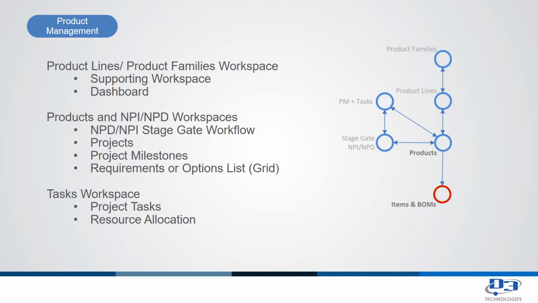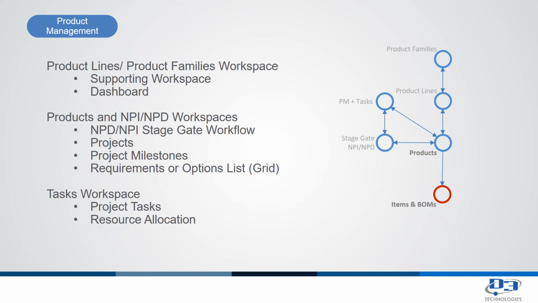So now let's move into the Product Management Foundation pack. There's really three core areas that we want to talk about today: product lines and product families workspace, products and NPI, NPD workspace, and then tasks workspace. So just high level, the product lines are nice because, again, the configurability of Fusion Lifecycle gives you the opportunity to modify the workspaces, maybe depending on the complexity of the product lines themselves.